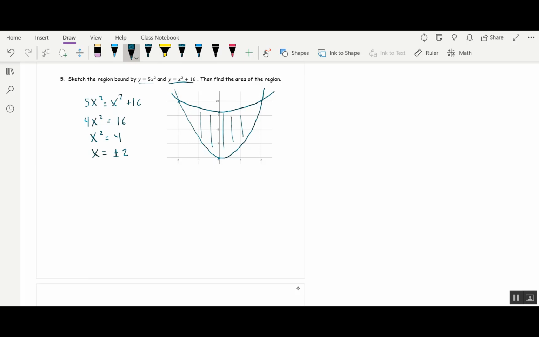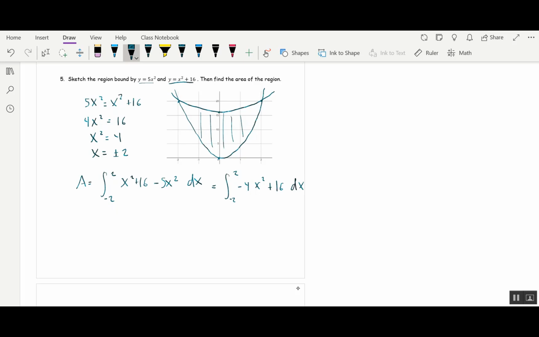And I'm going to set this up. Area is equal to integral from negative 2 to 2 of top curve, which is x squared plus 16, minus the bottom curve, which is 5x squared, dx. And if we clean that up, that's the integral from negative 2 to 2 of negative 4x squared plus 16 dx. Now, let's work smart, not hard.